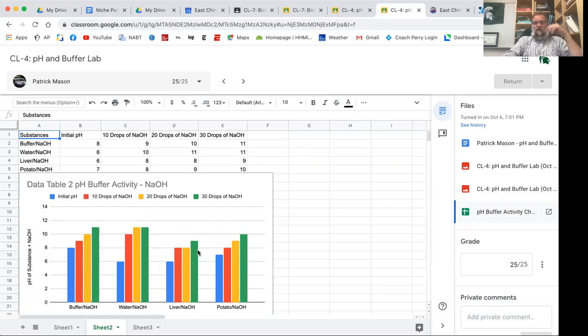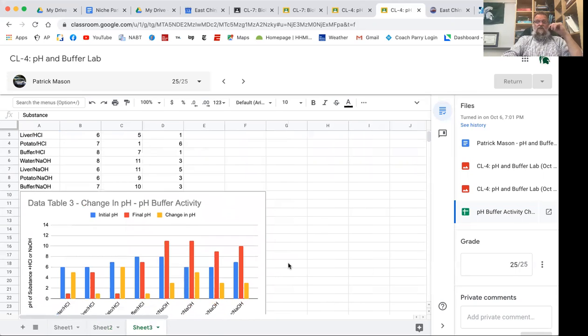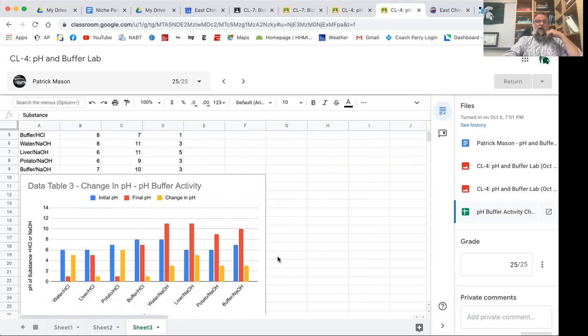The liver did quite well again, had quite a bit of resistance to the change. This graph, which several students did, I think this is a very useful graph as well. Blue bar is the initial pH, red is the final pH, and yellow is the overall change. So here we can see buffer, very little change, just like the liver and the potato. Water had the greatest amounts of changes.